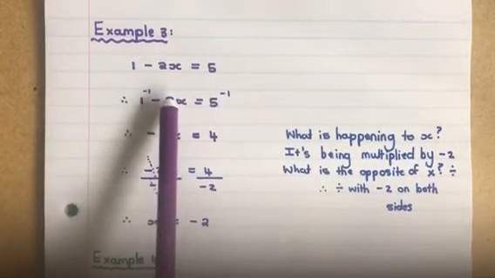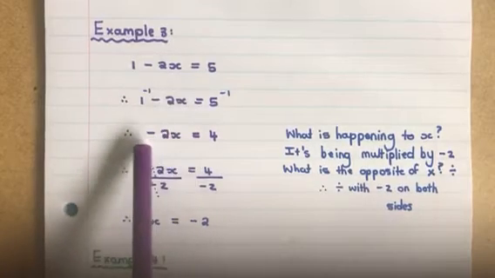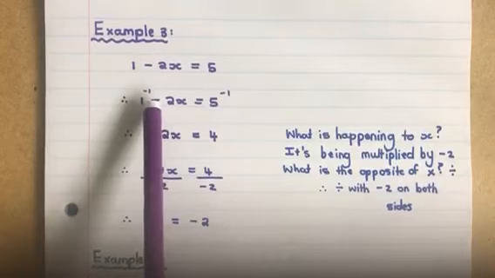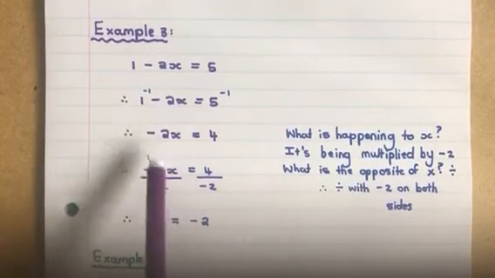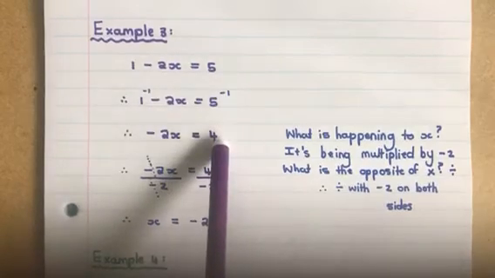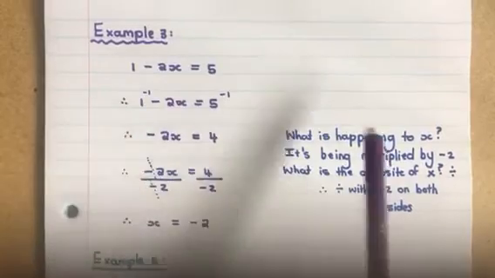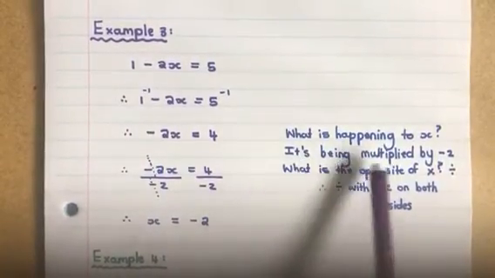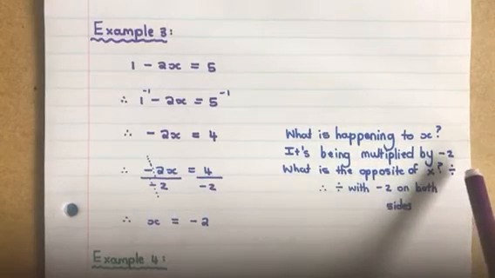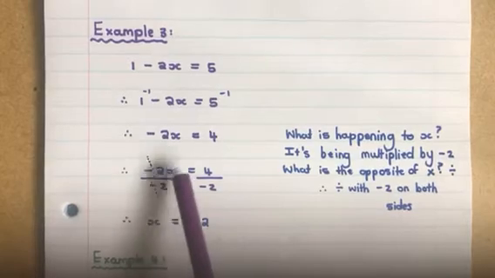Then please remember that negative 2x, that is what's left, not a positive 2x. Lots of you will just somehow make that negative a positive. So that negative stays with that term, and you are left with negative 2x is equal to 5 minus 1, which is 4. Okay, so then your next step is, what is happening to x? It's being multiplied by negative 2. What is the opposite of multiplication? Division. So you're going to divide by negative 2 to get x alone.